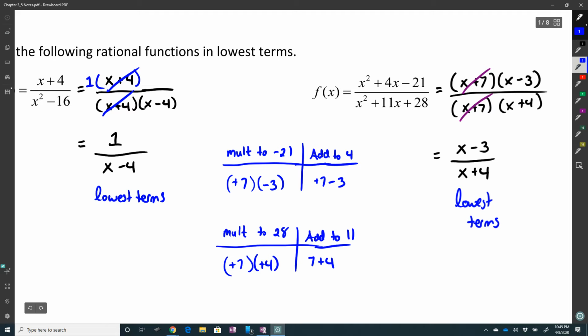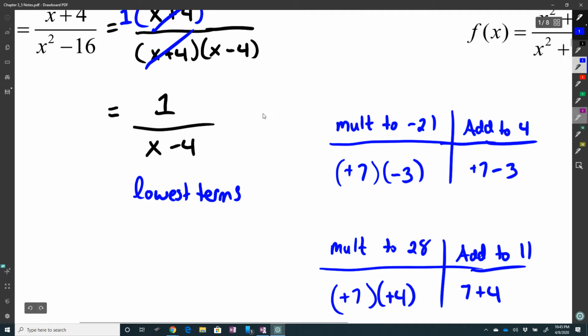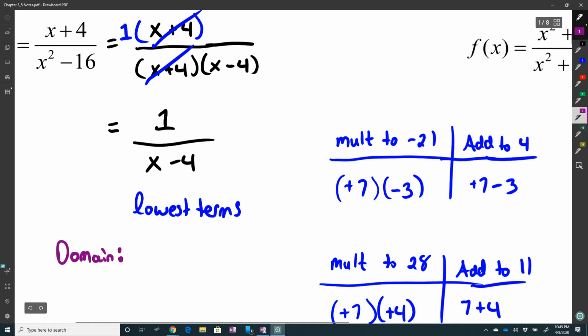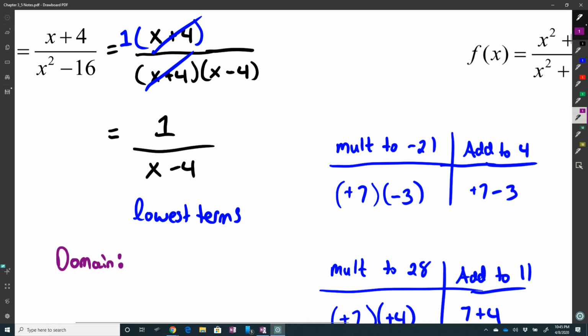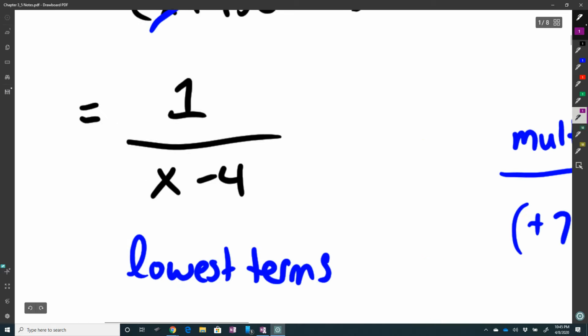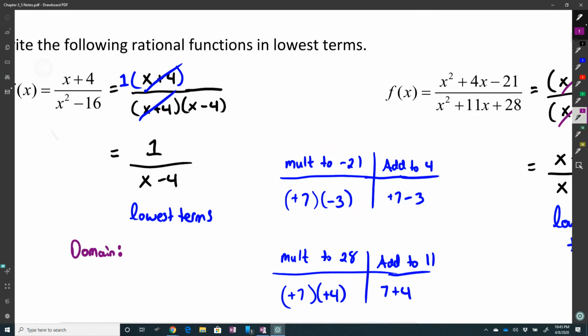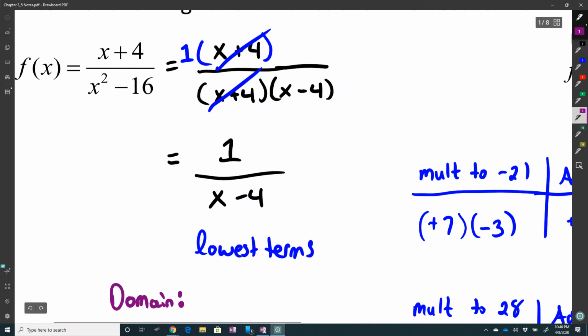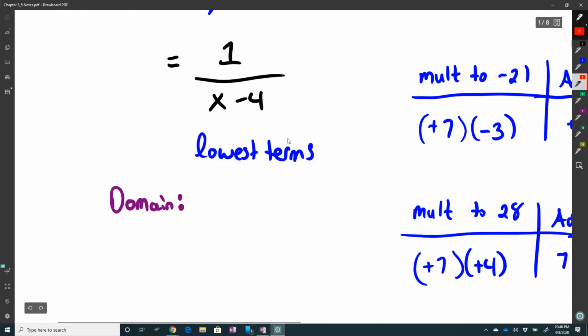All right. Now, just for a quick refresher here, we talked about this way in the beginning of exam 2. But when you're looking for the domain of this, just in case some of the homework questions ask you for the domain, you always use the original problem, not the simplified problem. Because I didn't give you 1 over x minus 4. I really gave you this problem, which doesn't exist if we have 4 or negative 4 in the denominator. So for the domain, you use the original problem.